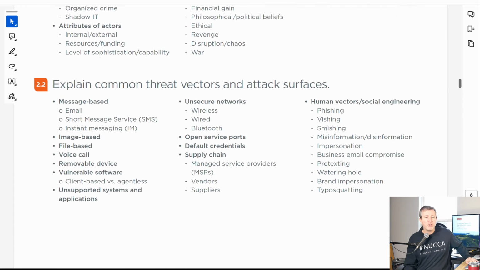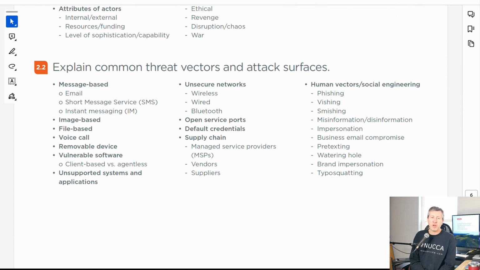So domain 2.2, we're going to look at explaining common threat vectors and attack surfaces. So how are people going to try and manipulate our company's employees, for doing things like social engineering with vishing or phishing or pharming or smishing? There's all sorts of different things that we talk about as far as social engineering.